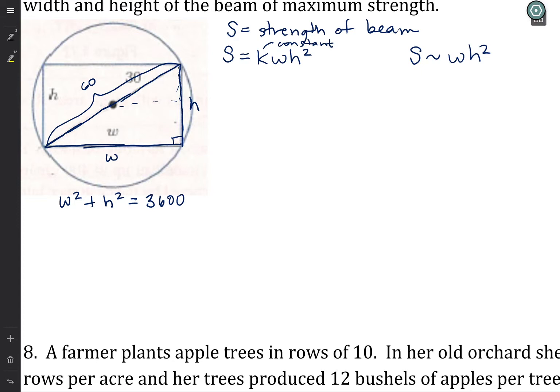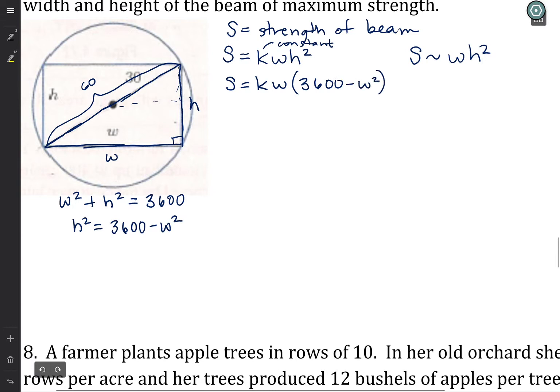And I think I'm going to keep the W. So I'll say H squared is 3,600 minus W squared. And if you're paying attention, you can actually quit there because H squared is what's in our formula. So if we just leave it like that, we can say strength is equal to K times W times H squared, which is the same as K times W times (3,600 minus W squared).